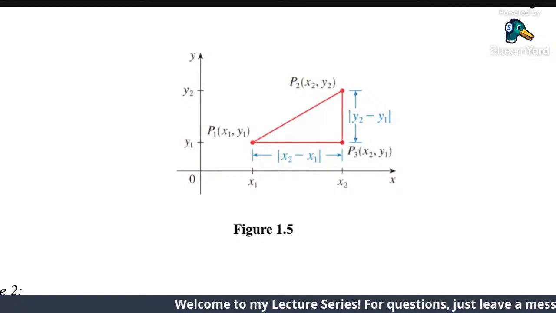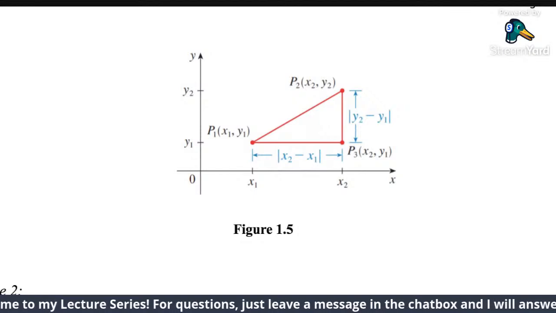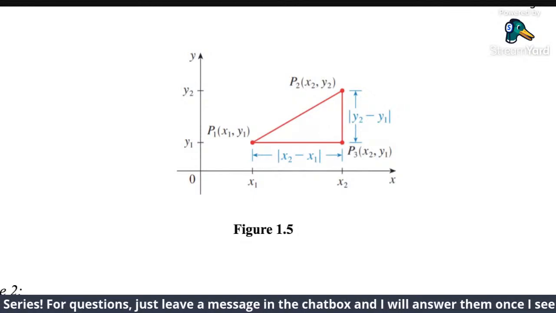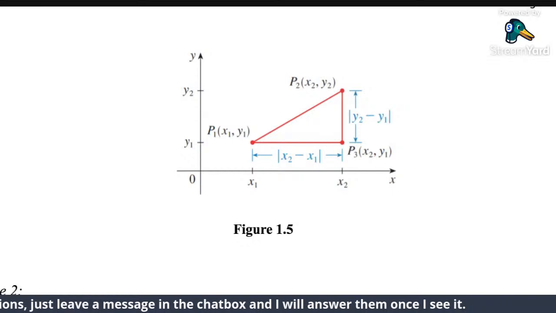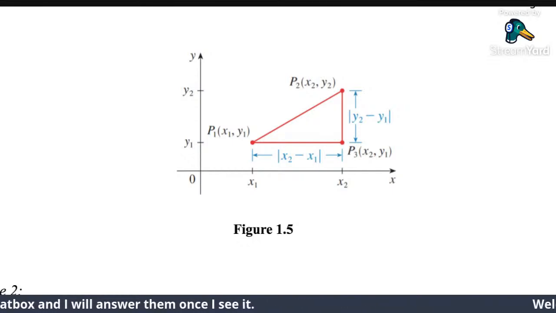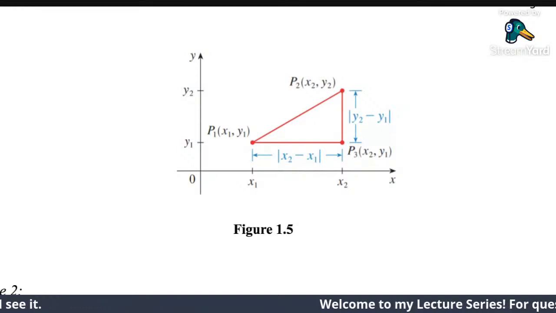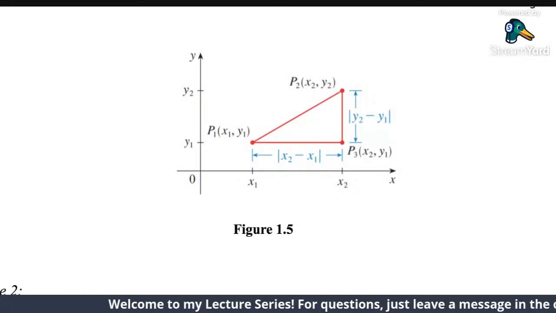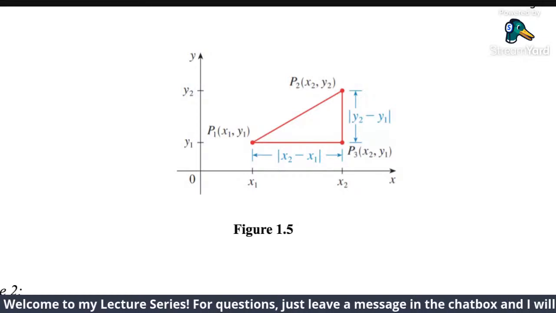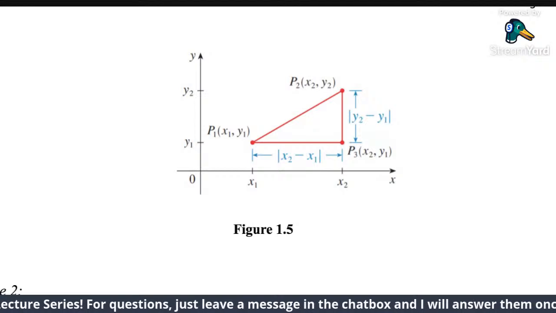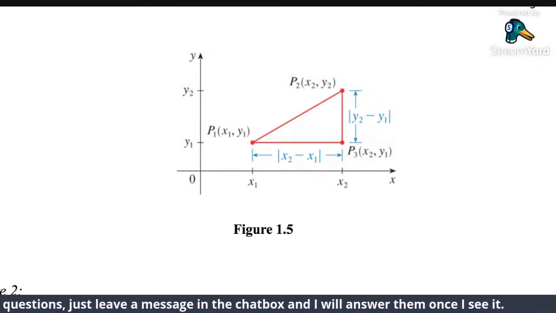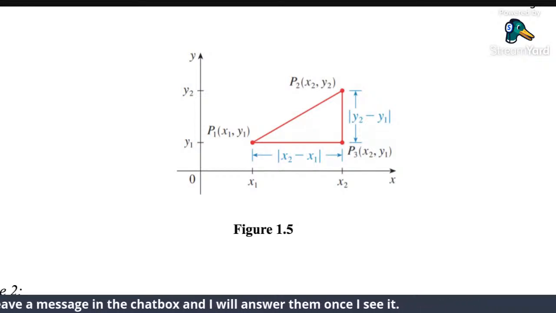Now, if we would like to find out the distance from point 1 to point 2, which is a slanting line, what we can do, just like I said, is to draw a right triangle. From point P2, we draw a vertical line. And then from point P1, we draw a horizontal line. And the intersection is the point P3. And you see that we were able to form a right triangle.